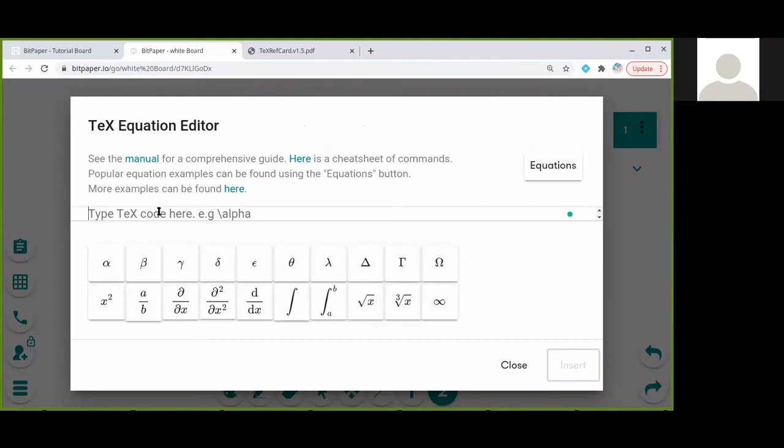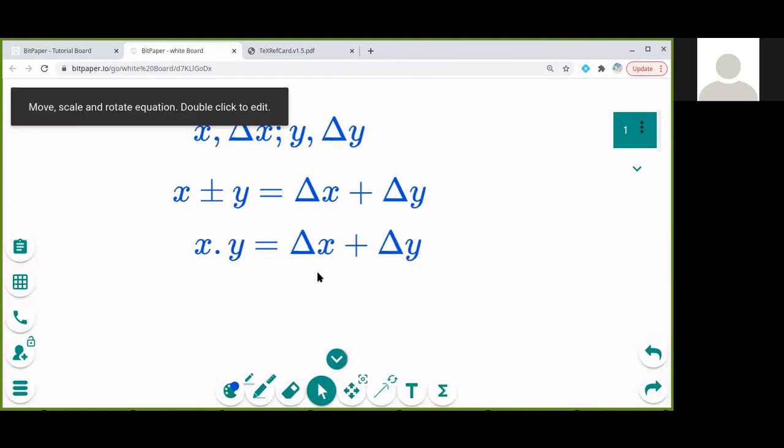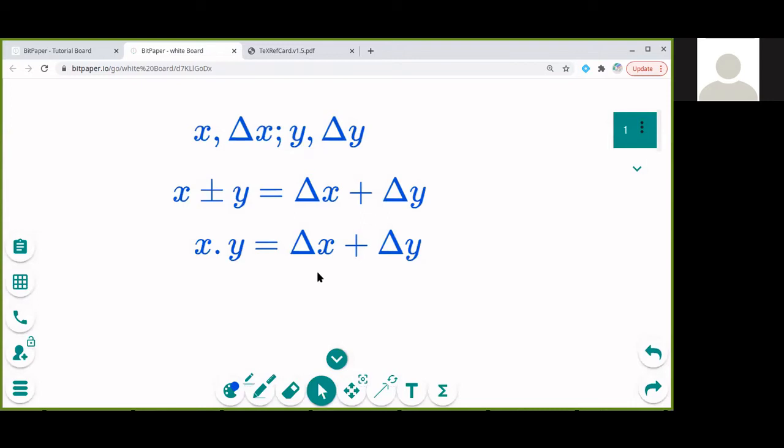What about the uncertainty in X times Y? It is again given by delta X plus delta Y. For example, we can calculate the force, mass times acceleration. If the uncertainty in mass is 1% and the uncertainty in acceleration is 2%, what is the uncertainty in force? It will be 3%. Is it clear?